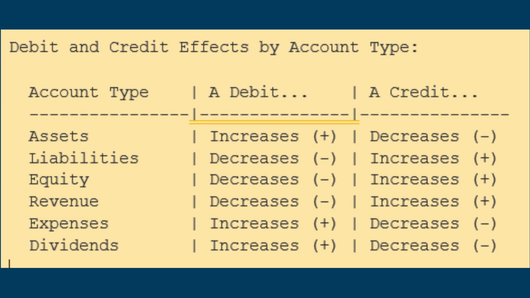Now, here is where most beginners get tripped up. Debit does not simply mean increase, and credit does not simply mean decrease. The effect depends on which type of account you are dealing with. So for assets and expenses, debits increase them. For liabilities, equity, and revenue, credits increase them. Keep this on screen as a reference. It will make the journal entries much easier to follow.